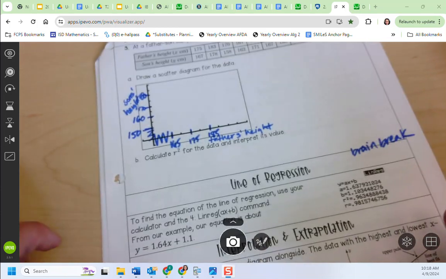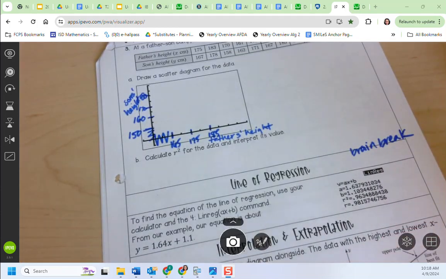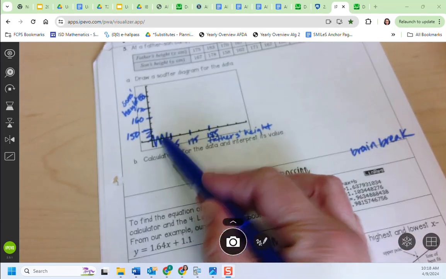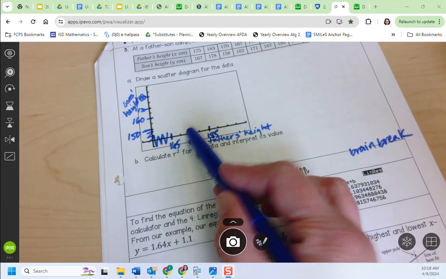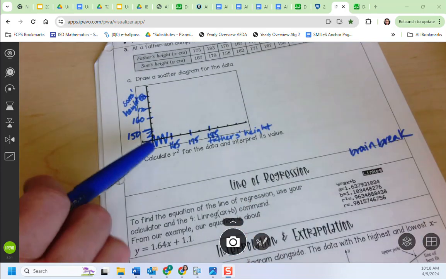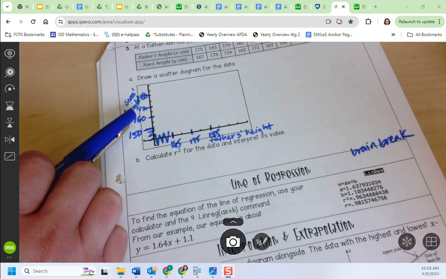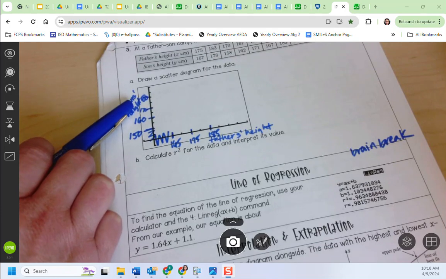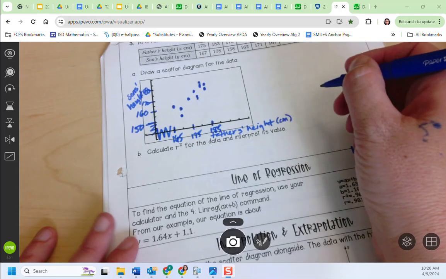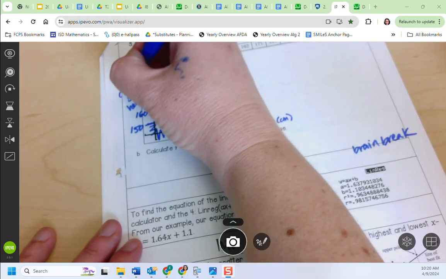Yeah, so I'm going to read that to you because I can see that that's not really easy for you to read. You ready? Father's height, make a break, and then 165, skip to 175, 185. For son's height, make a break, 150, skip to 160, skip to 170, skip to 180. And then take a moment to draw. We do have a unit for both the heights. They're both in centimeters.